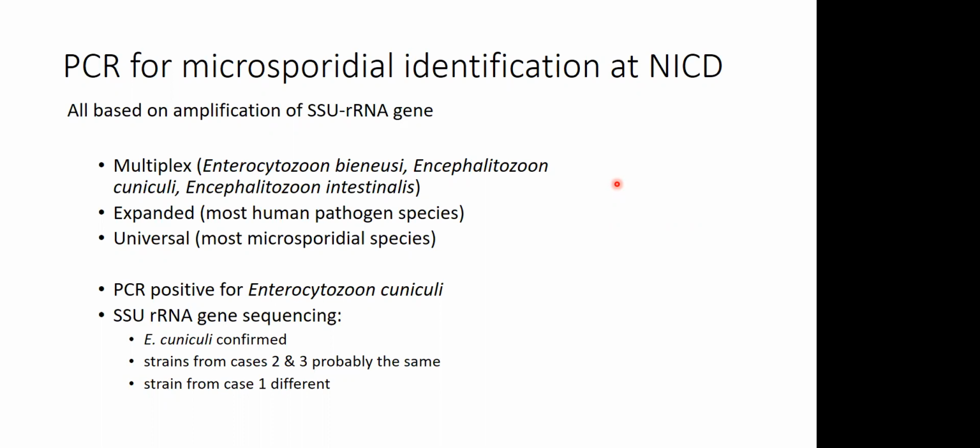And on sequencing, we showed that it was Encephalitozoon cuniculi, which is one of those important human pathogenic species. And the sequencing showed that the strains from the two little girls were probably the same, and therefore they probably shared a source, whereas the strain from case 1, the adult male renal transplant, was different. He, of course, was infected somewhat earlier than the children.